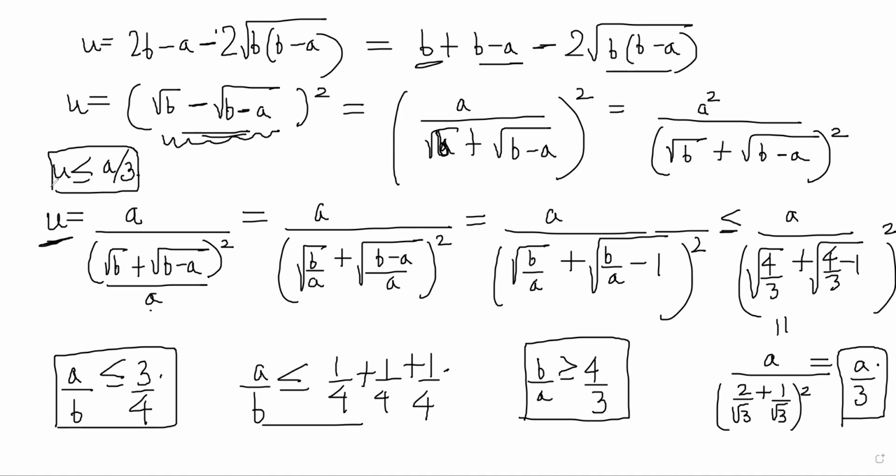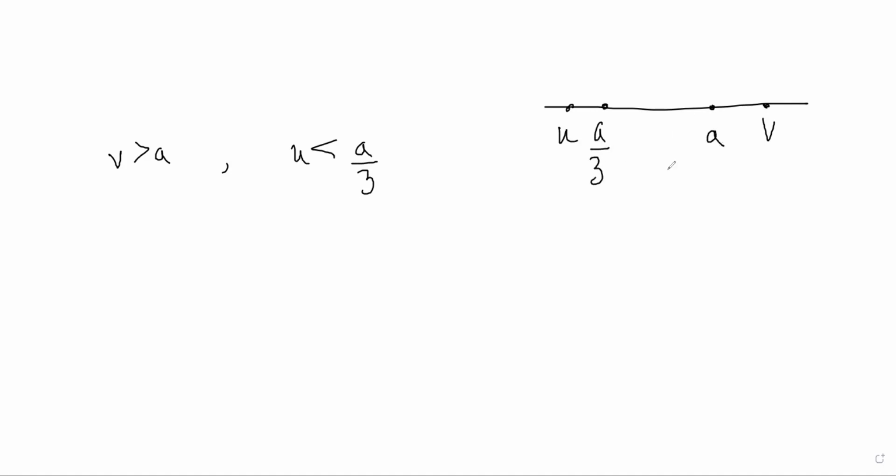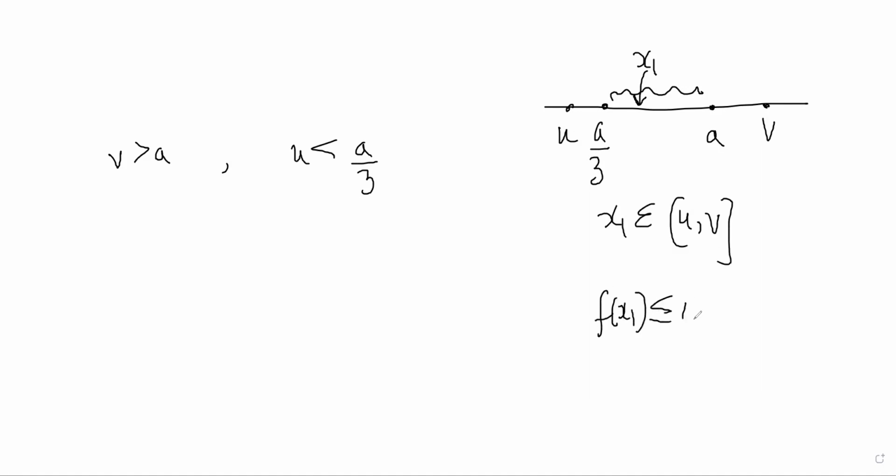Go through the steps of the process again. What we have basically proved is that we showed that v is greater than a and we showed u is less than a by 3. So that means the interval u to v already contains the interval a by 3 to a, right? And we have already decided that x1 lies between a by 3 and a. So therefore x1 lies between u and v. And if x1 lies between u and v, f of x1 was less than or equal to 0. And that is what we needed to prove in order to finish the question, right?